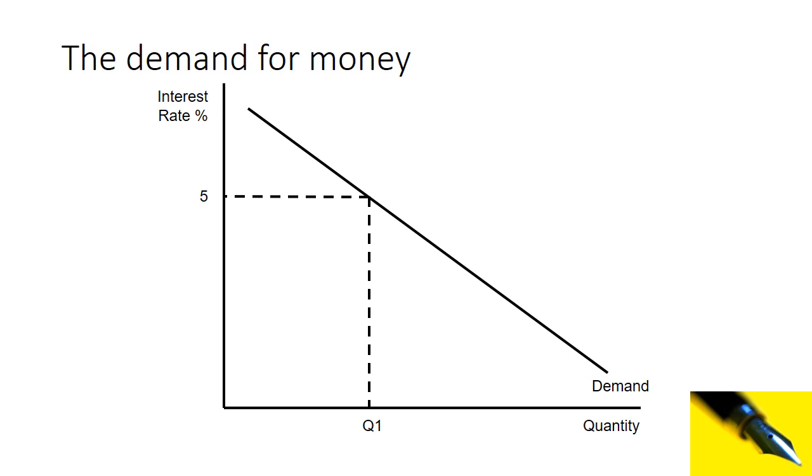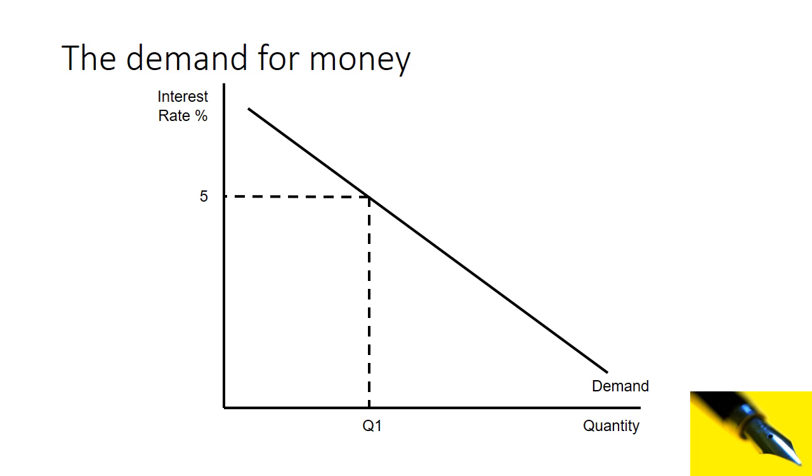So now we're going to look at the impact of changes in interest rates on saving, borrowing, and investment, and we're going to build up a demand and supply model similar to what you've seen earlier in the course. So we're going to start with demand. So here we have the demand for money.